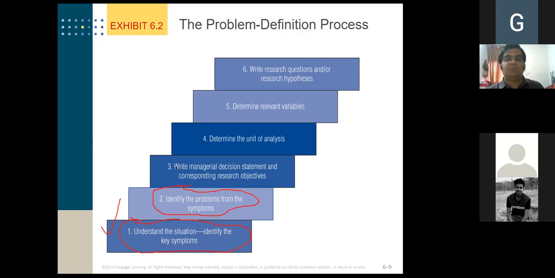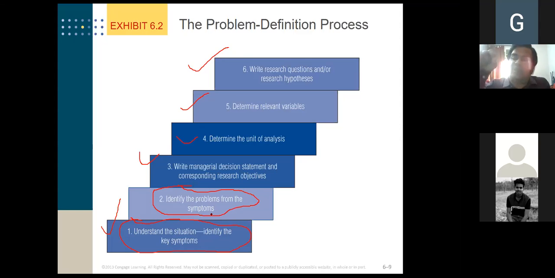The next steps 3 and 4 we will discuss later on. These are not very tough, but the first two are very tough. Whenever any organization faces a problem, these two steps are very, very tough. Only very experienced managers can understand why it is happening.